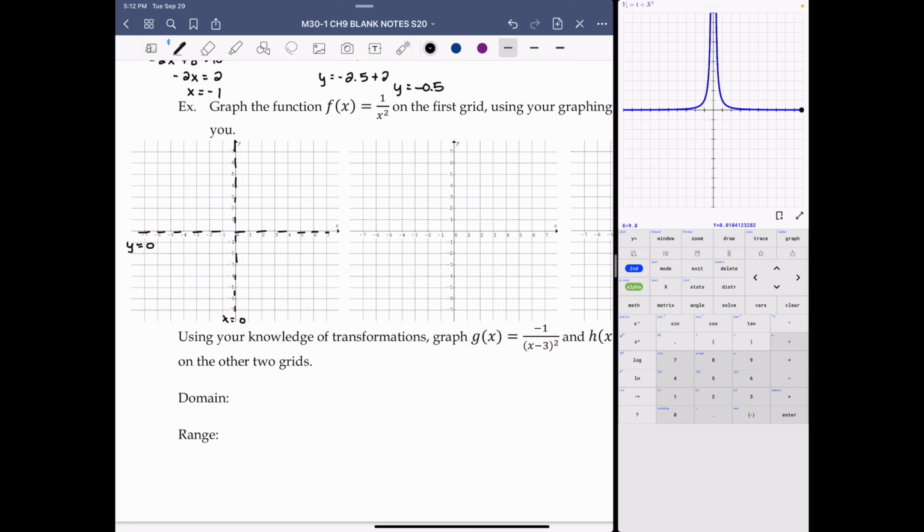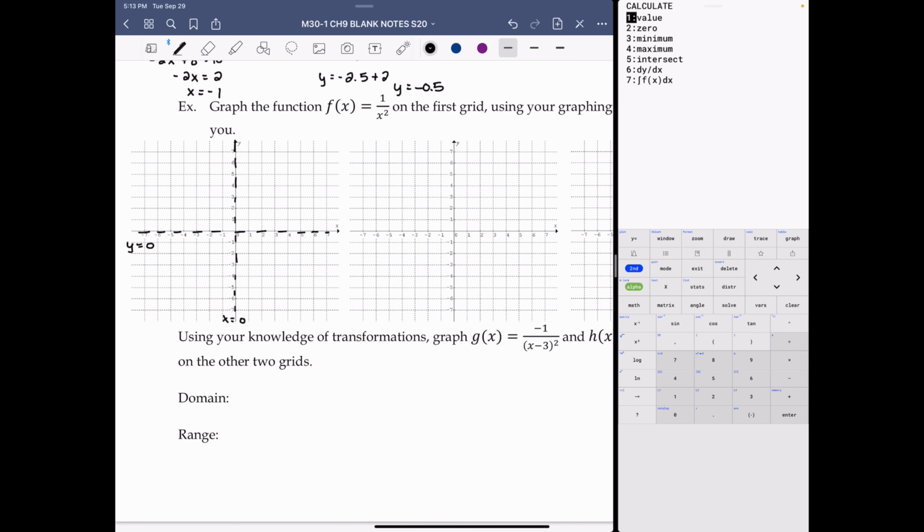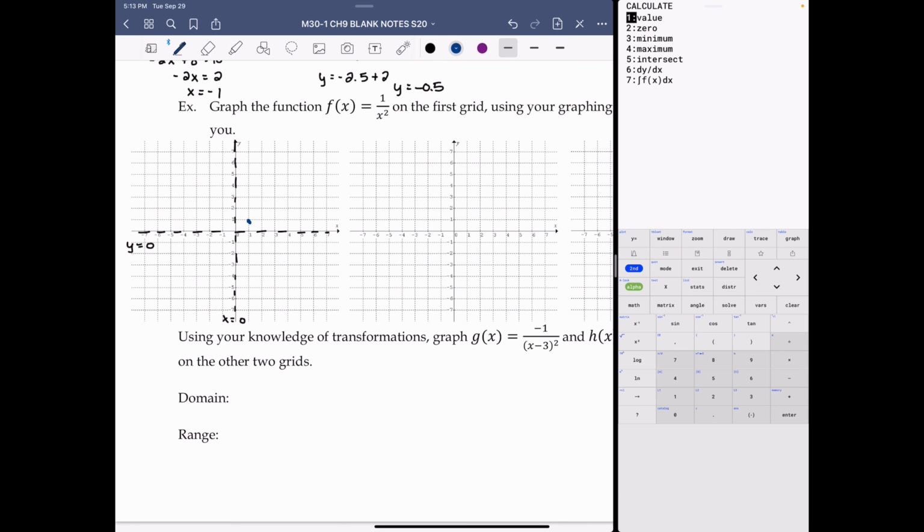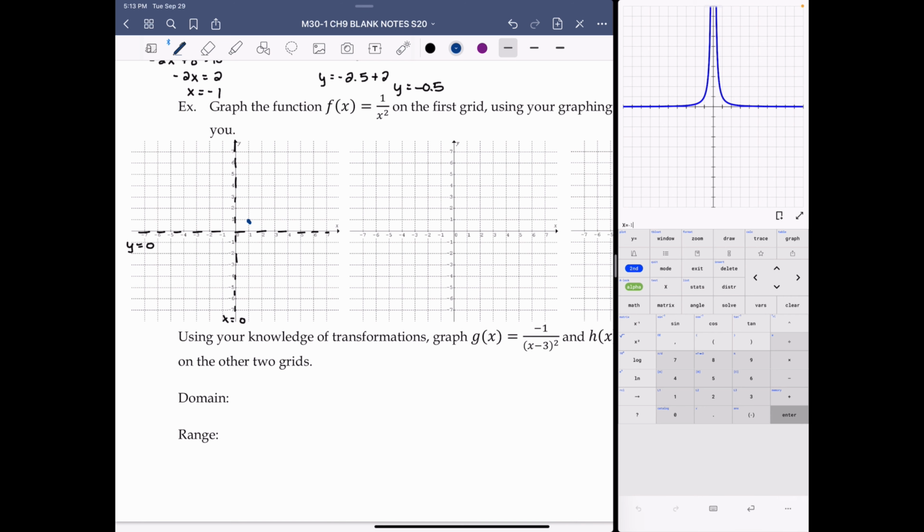And then we see that when x is equal to 1, second trace, we can do the value, number 1. When x is equal to 1, y is equal to 1, which makes sense. 1 divided by 1 squared would be 1. So I can plot a point at 1, 1. Also, when x is equal to -1, y would be equal to 1. So we have a point here.